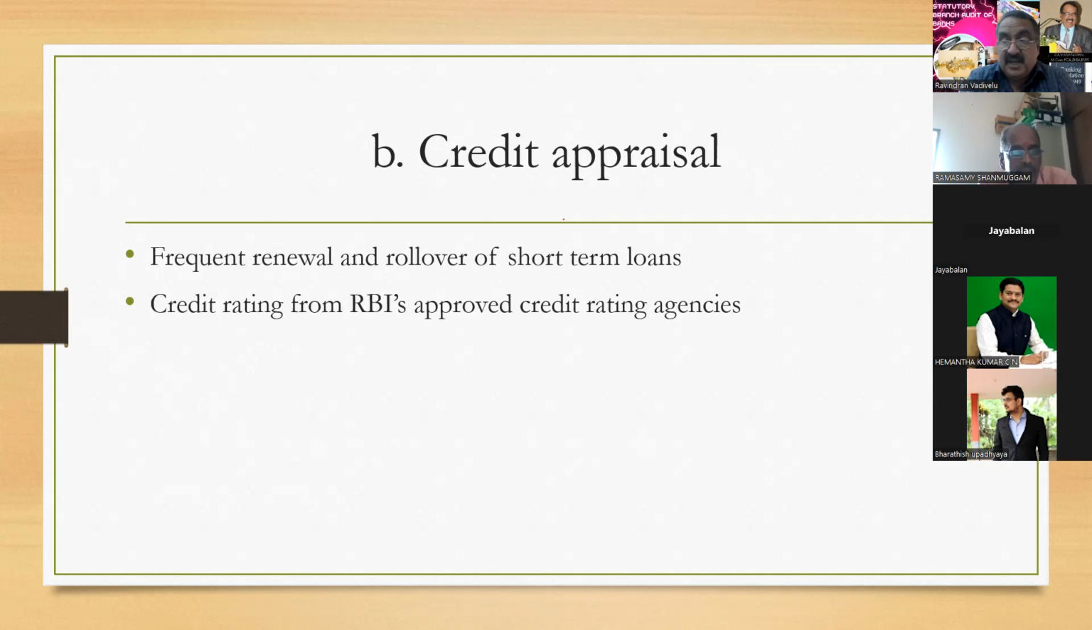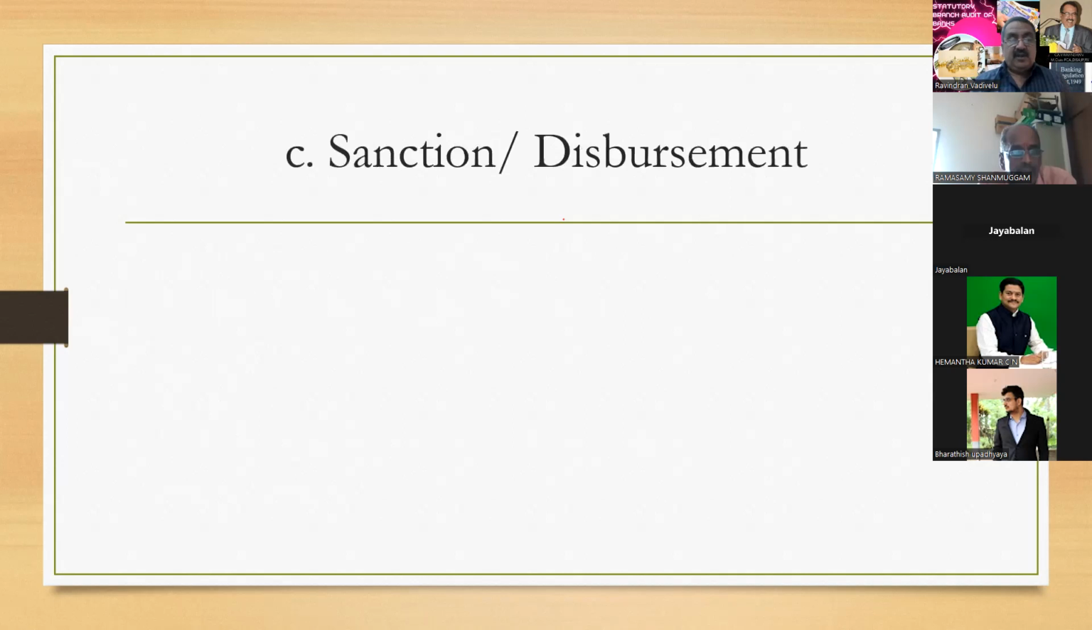But anyhow, as per the RBI directions, credit rating has to be obtained from outside parties, and those credit agencies should be approved by the RBI. This is a basic thing that you have to remember. This is also another audit point.